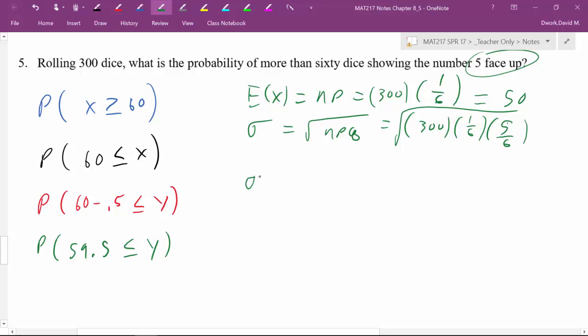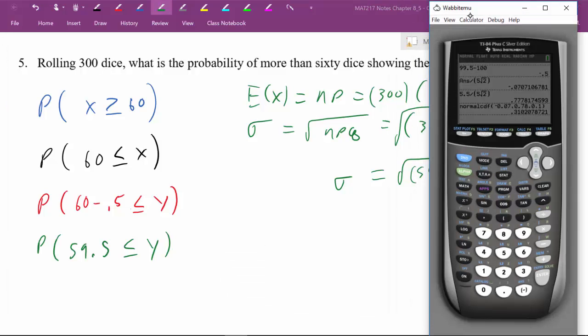So therefore, this standard deviation would be what? Well, we already said 300 divided by 6 is 50. So I'm going to be left with the square root of 50 times 5/6. And what will that be? This is not going to be super pretty. So let's just get a decimal approximation, and we'll work with it from there.